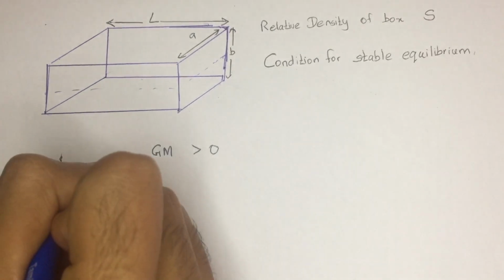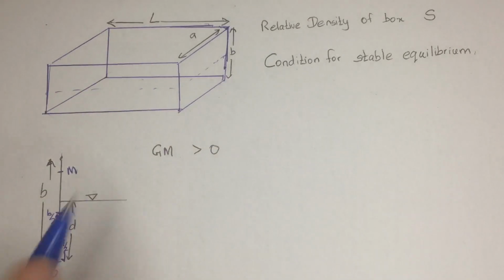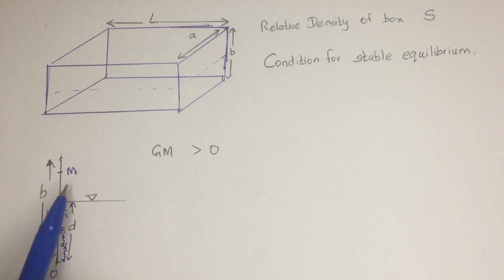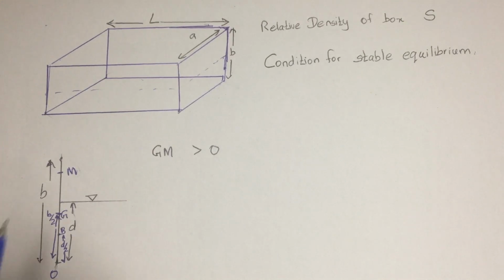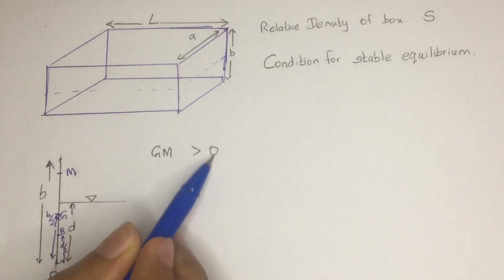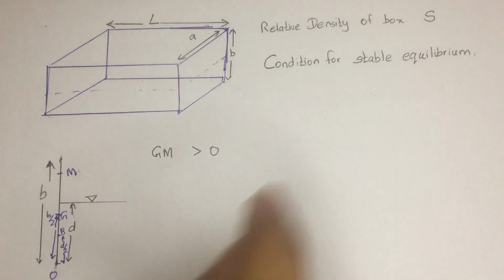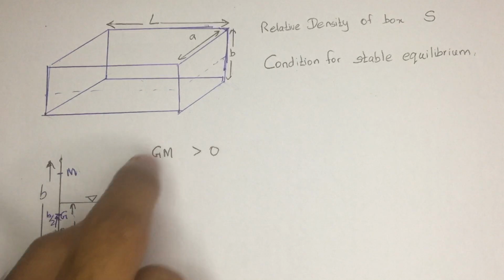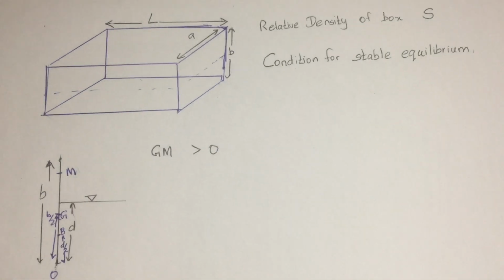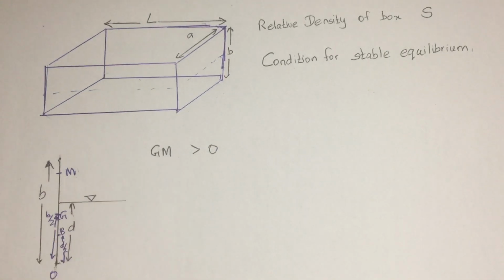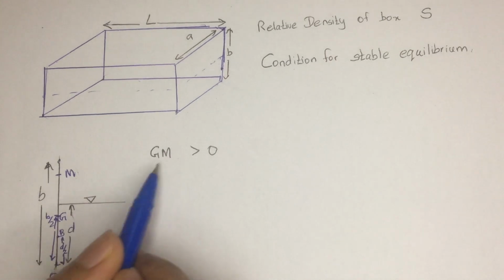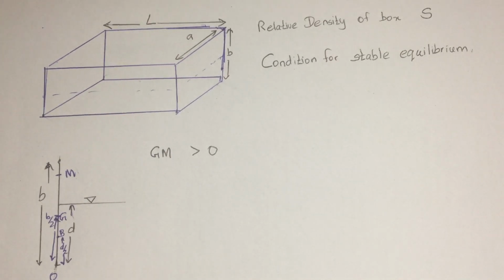So from that we are going to mark it like this. We don't know the value of M, but it's okay. We need to figure out the value of GM here. If it's greater than 0, we can say it's in stable equilibrium. The question is about stable equilibrium, so we have taken GM greater than 0, and we need to figure out the answer for that. Now how we can write this GM is, let's assume like this.